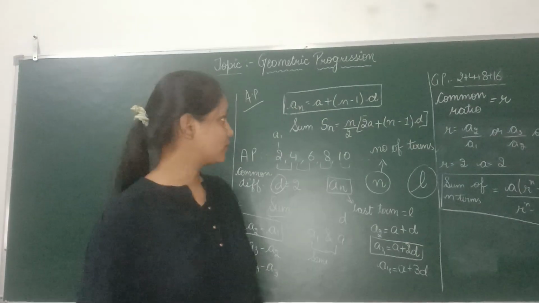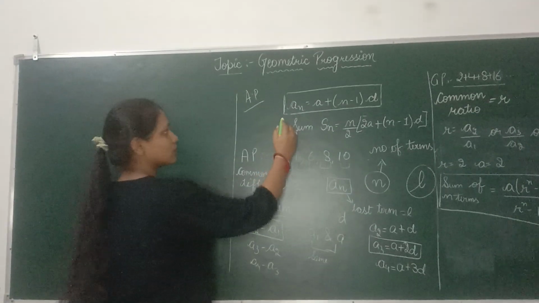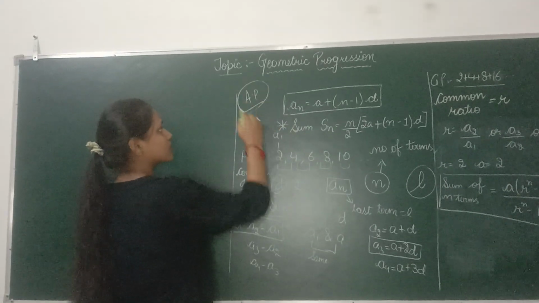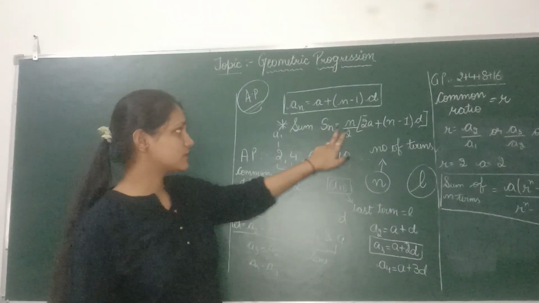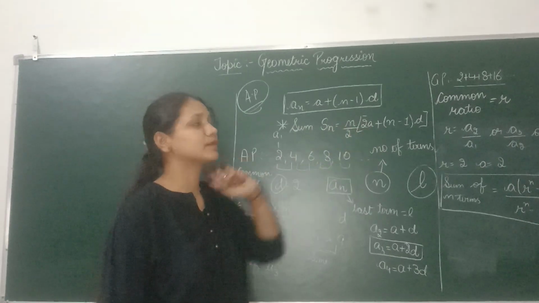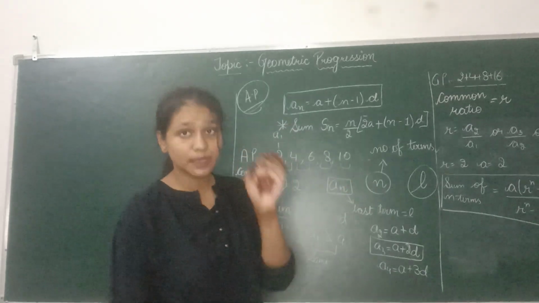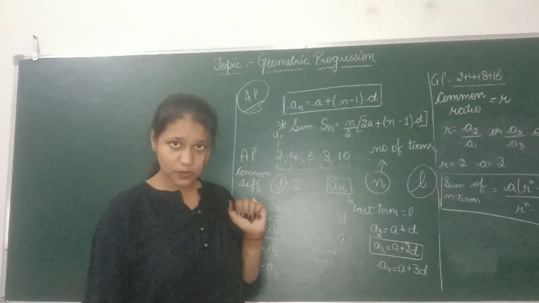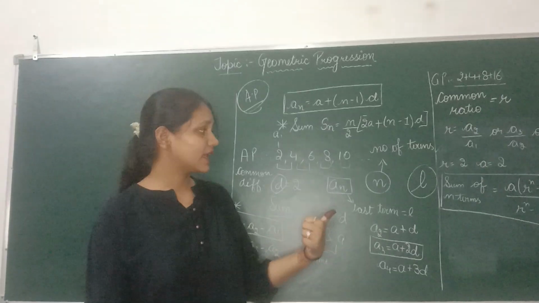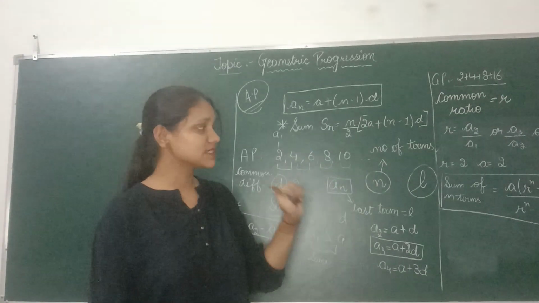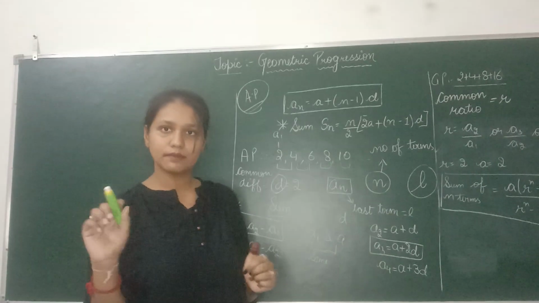Here is the main general formula. To calculate the sum in an arithmetic progression, its formula is n upon 2 times (2a plus (n minus 1)d). And if you have to calculate the sum of n terms in the geometric progression, then its formula is a(r^n minus 1) upon (r minus 1).